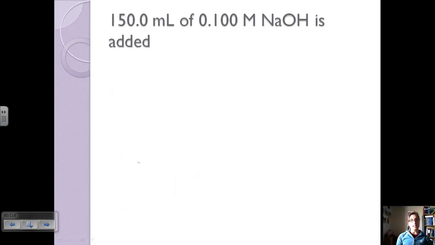Okay, now let's go past the equivalence point. Let's keep adding base.